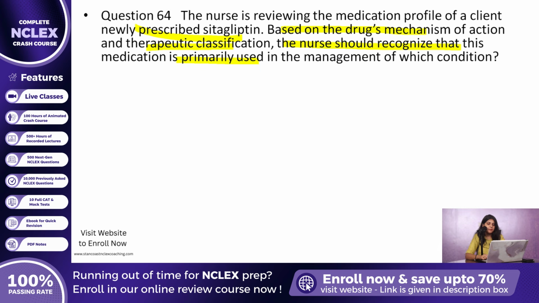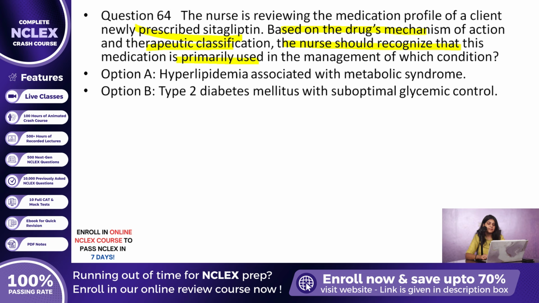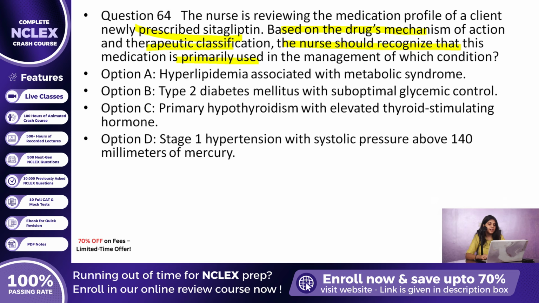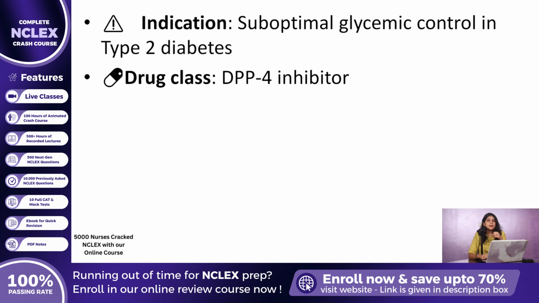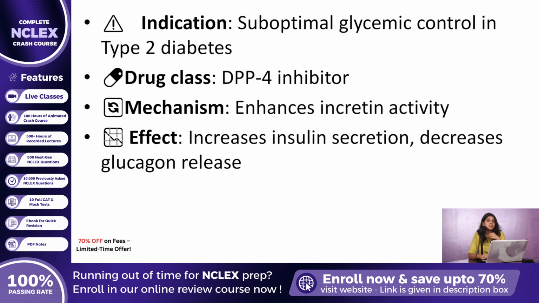Option A, hyperlipidemia associated with metabolic syndrome. Option B, type 2 diabetes mellitus with suboptimal glycemic control. Option C, primary hypothyroidism with elevated thyroid-stimulating hormone. Option D, Stage 1 hypertension with systolic pressure above 140 millimeters of mercury. The correct answer is option B, type 2 diabetes mellitus with suboptimal glycemic control. Sitagliptin is a DPP-4 inhibitor that enhances incretin activity to promote insulin secretion and reduce glucagon.